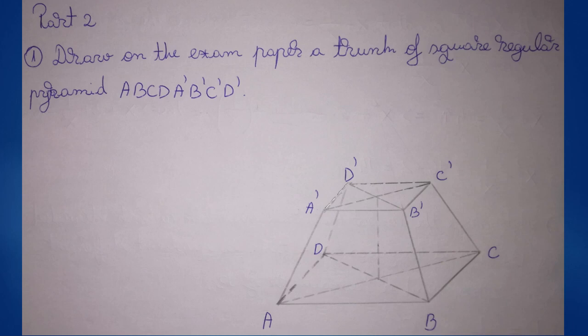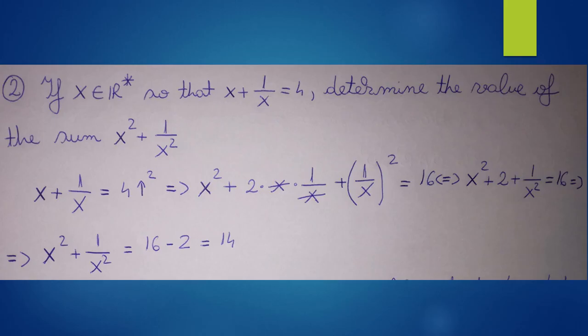Then we section the pyramid with the plane parallel to the base ABCD and remove the small pyramid by rubbing it out with an eraser, and thus we have drawn the trunk.